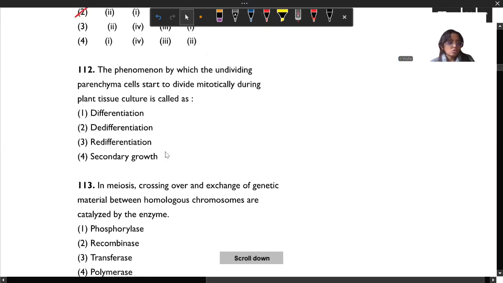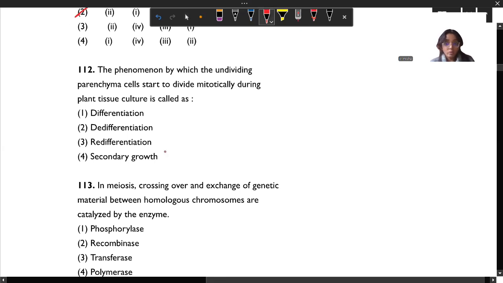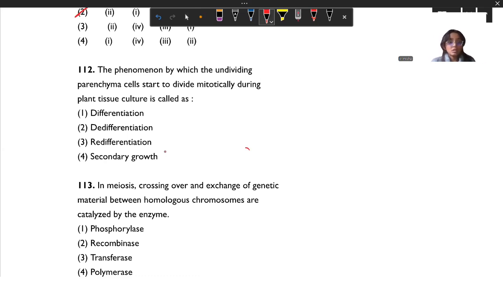Moving on to question 112. The phenomenon by which undividing parenchyma cells start to divide mitotically during plant tissue culture is called as, okay, so they were not dividing first, which means they were differentiated and then they started again to divide, and this is called de-differentiation. So the answer is the second option. I hope that is clear to you.